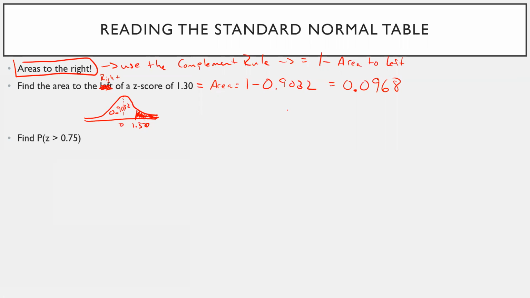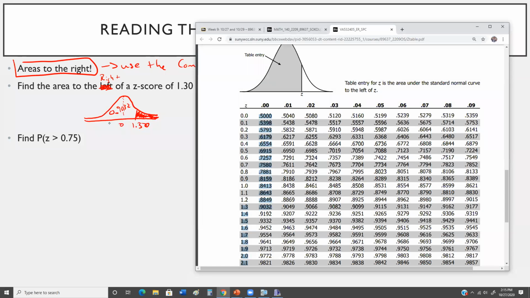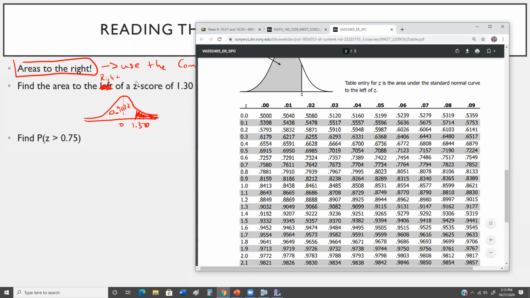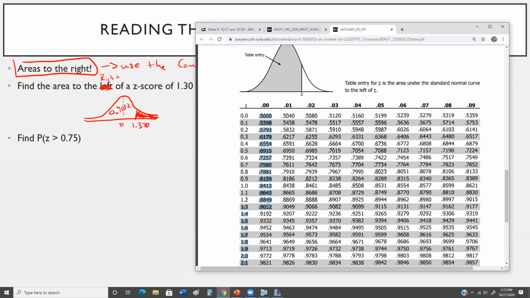I'm sorry, I don't see how you got the 0.9032. Yep, no problem. I'm going to go back to the table. I'm going to look up the z-score of 1.30. So here's 1.3, and then the last digit is a 0. So it's 1.30. Does that help? Yes, okay, thank you. No problem.